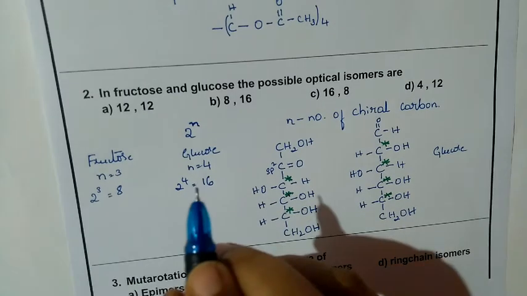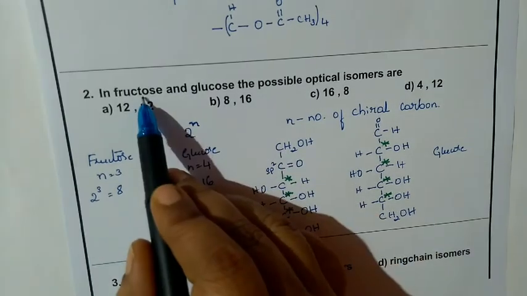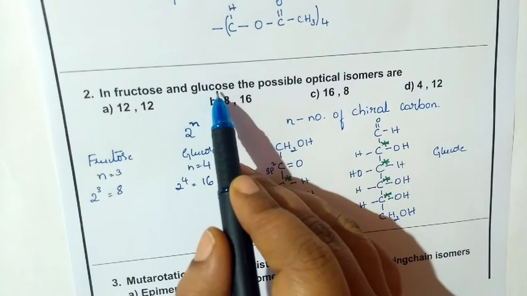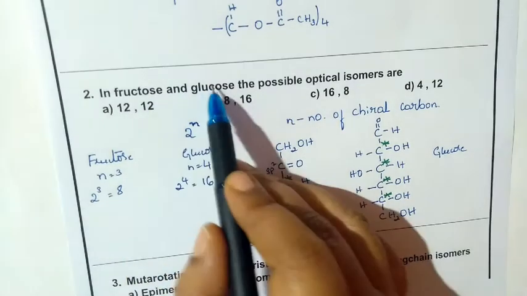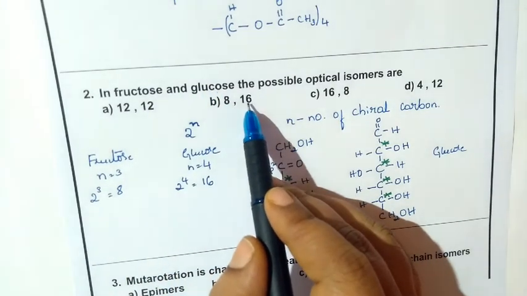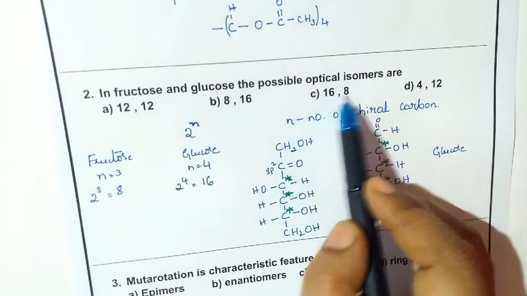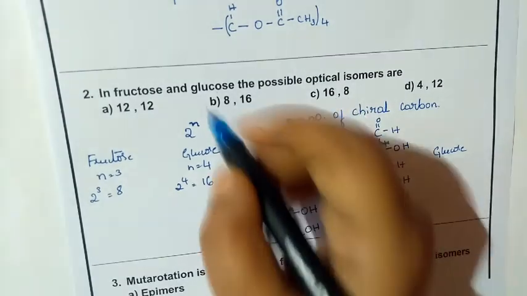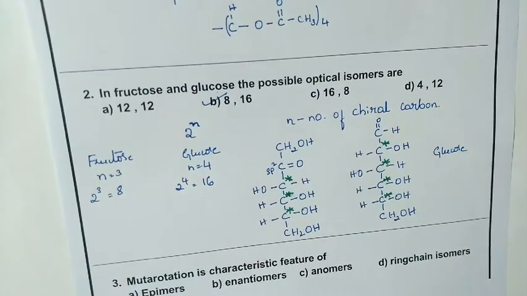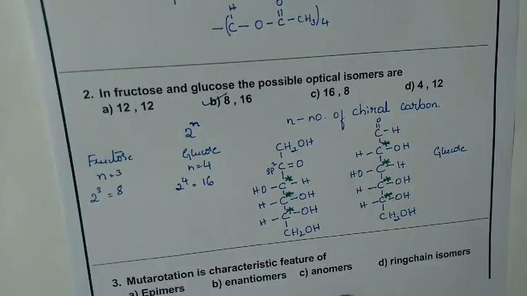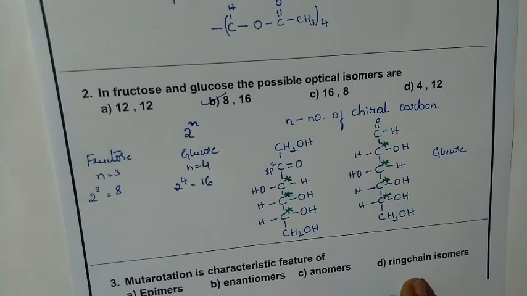So observe properly. First fructose is given, then glucose is given. Don't get confused. So fructose and glucose: fructose is 8 and glucose is 16. Read the question properly when it is like this. So option B is the correct answer. I hope it is clear.